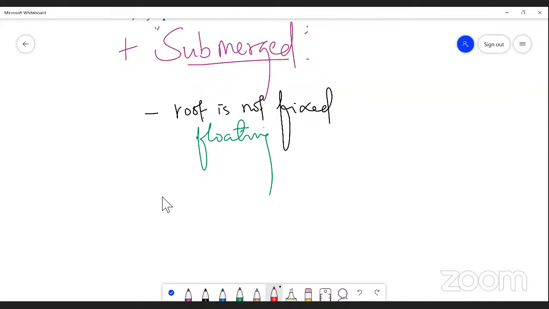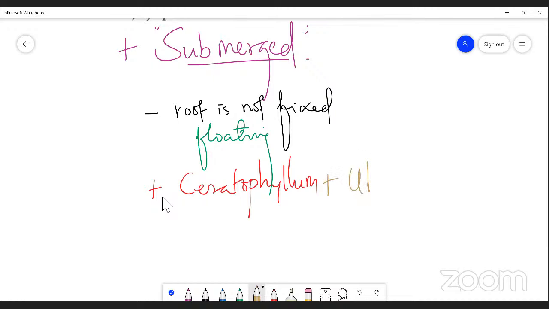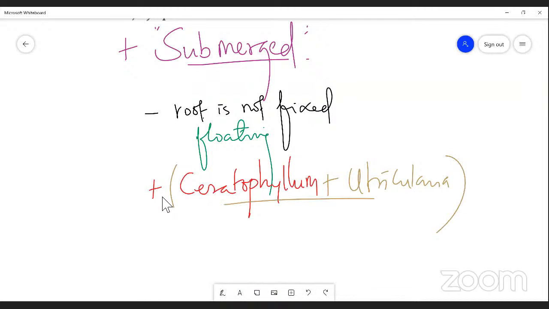The first example is Ceratophyllum, and one more example, Utricularia. Yes, students, I have given two examples for submerged floating: Ceratophyllum and Utricularia. Actually, it is not fixed with the mud, but it is floating, not on the surface of the water, just in the middle of the water body.